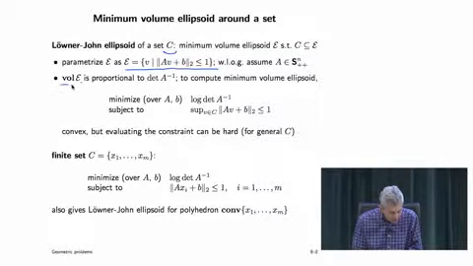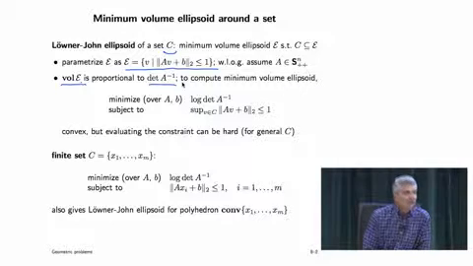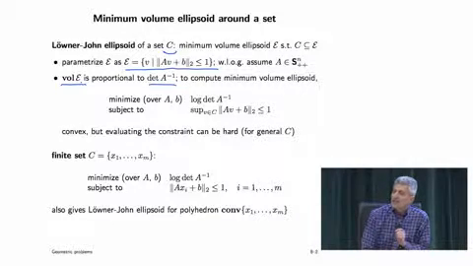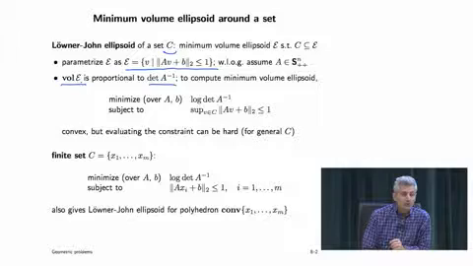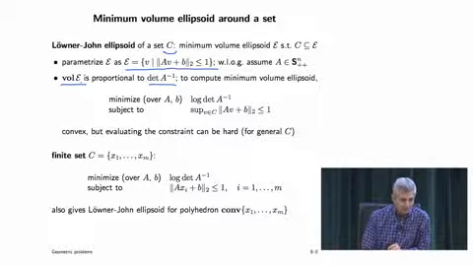Now, the volume of this ellipsoid is proportional to the determinant of A inverse. In fact, the constant of proportionality is exactly the volume of the unit ball in R^n, right?